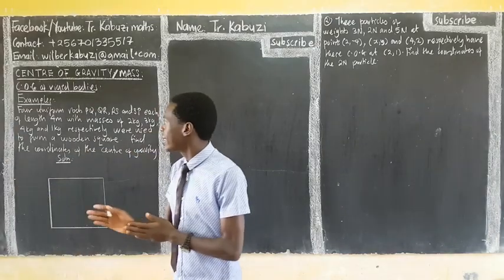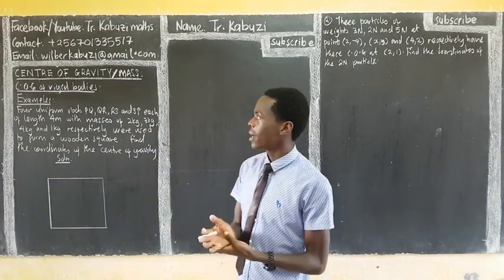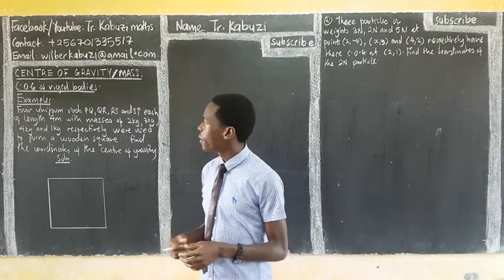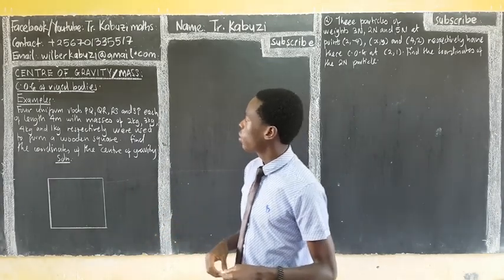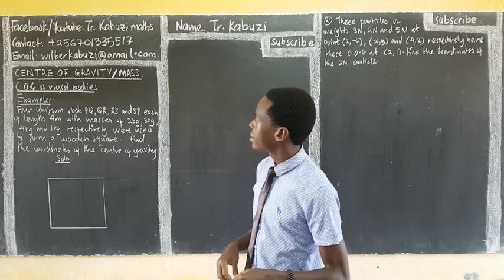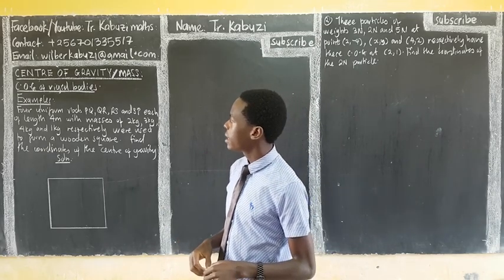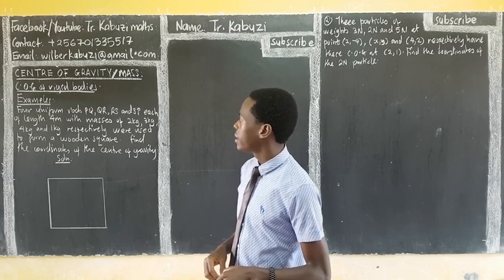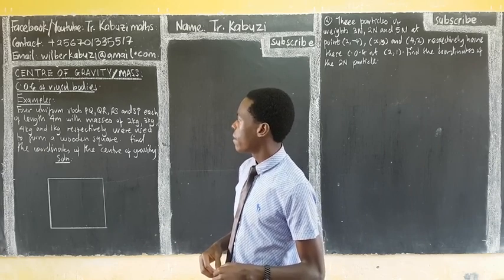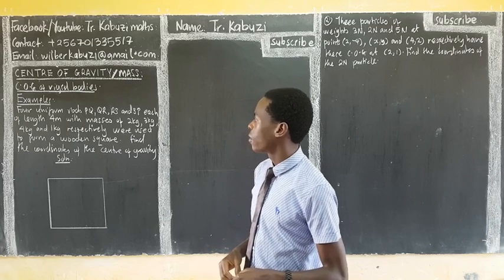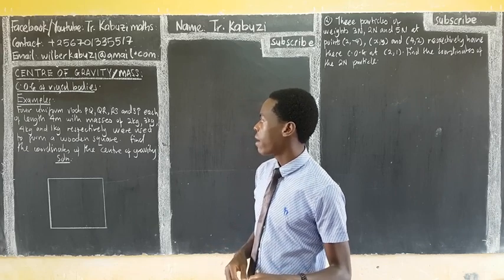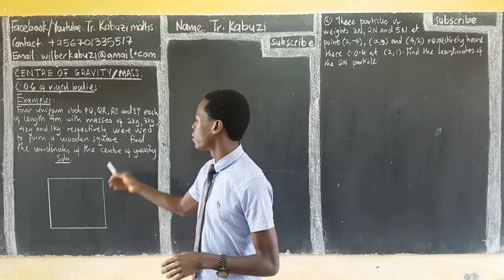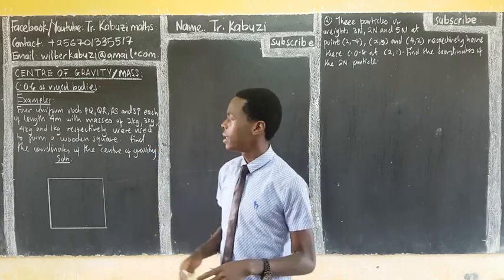Okay, let us see some examples in rigid bodies also. For uniform rods PQ, QR, RS, and SP, each of length 4 meters, with masses 2 kilograms, 3, 4, and 1 respectively, were used to form a wooden square. Find the coordinates of the center of gravity. Now they are asking for the center of gravity of these because they are having weights.